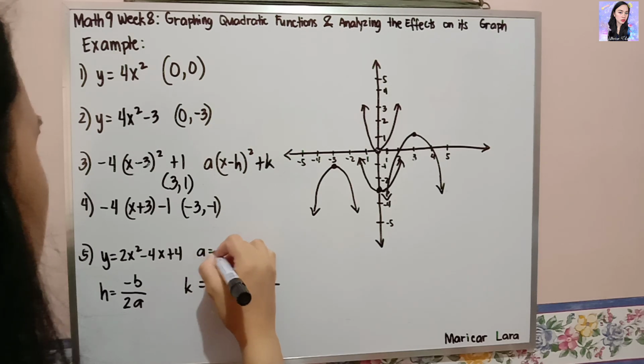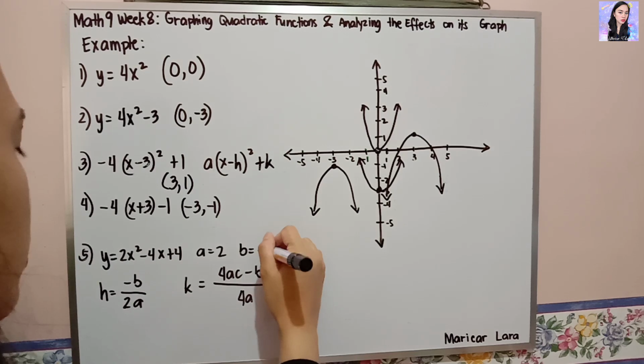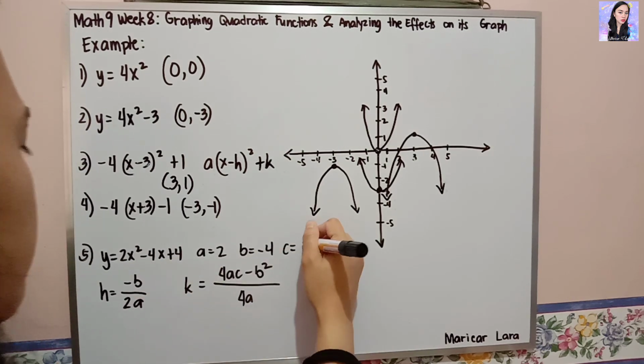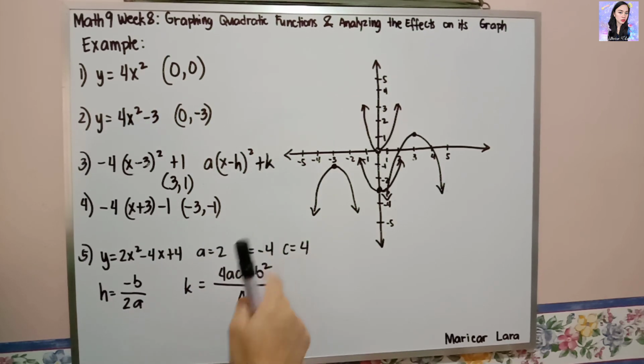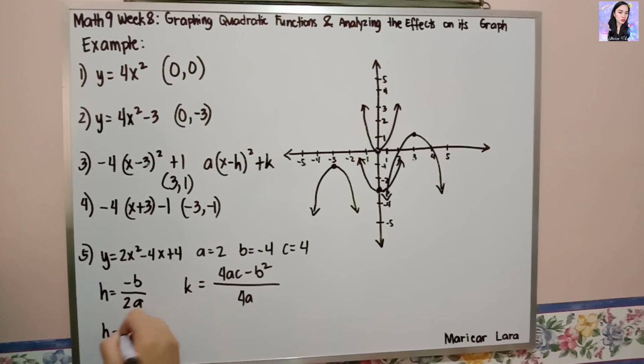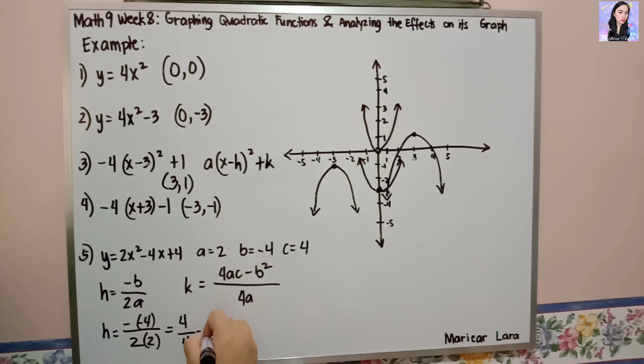So, ang ating a dito ay 2. Ang b ay negative 4. Ang c ay positive 4. So, palitan lang natin yung mga letters ng 2, negative 4, and 4. So, sa h muna tayo. So, negative b, so we have negative times negative 4 over 2 times a is 2. And then, negative times negative will become positive 4 over 2 times 2 is 4 equals 1. So, ang ating h ay 1.